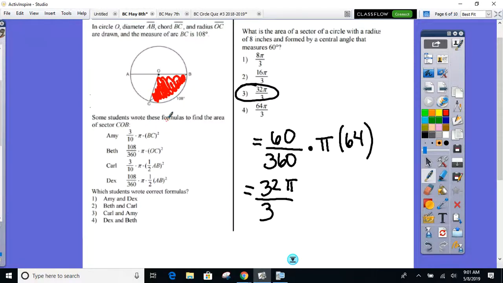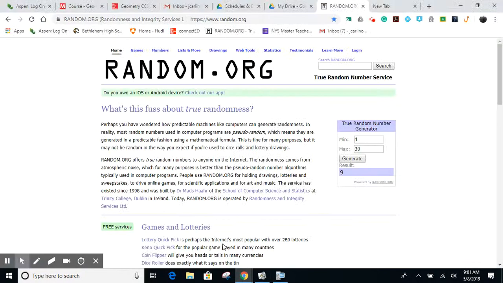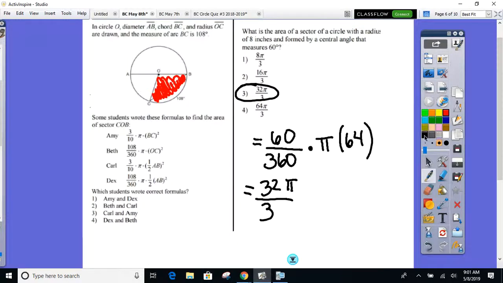So does everyone see the 108? Yes? So why don't we try to do it correctly for ourselves right now? How would I find sector COB? What's the measure of the arc? Here we go, measure of the arc, 108. Okay, so I would do 108 over 360.